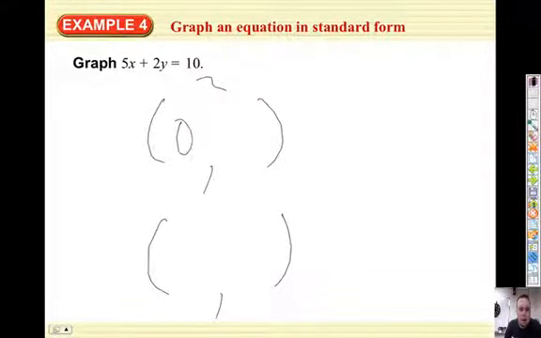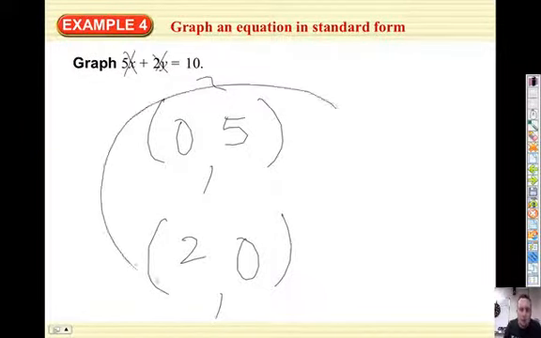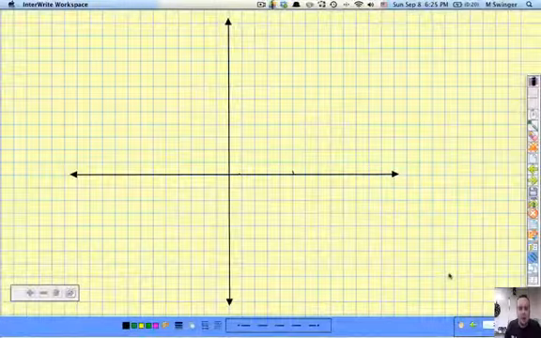I put in 0 for x and I put in 0 for y. Watch what I do. 0 for x, that's nothing. And y is 5. Okay, 0, 5. Yeah, that was right. And then put in 0 for y. And that's gone. So you got 5x equals 10, which means x is 2. Seriously, takes 2 seconds. Graph these two: 0, 5 and 2, 0.